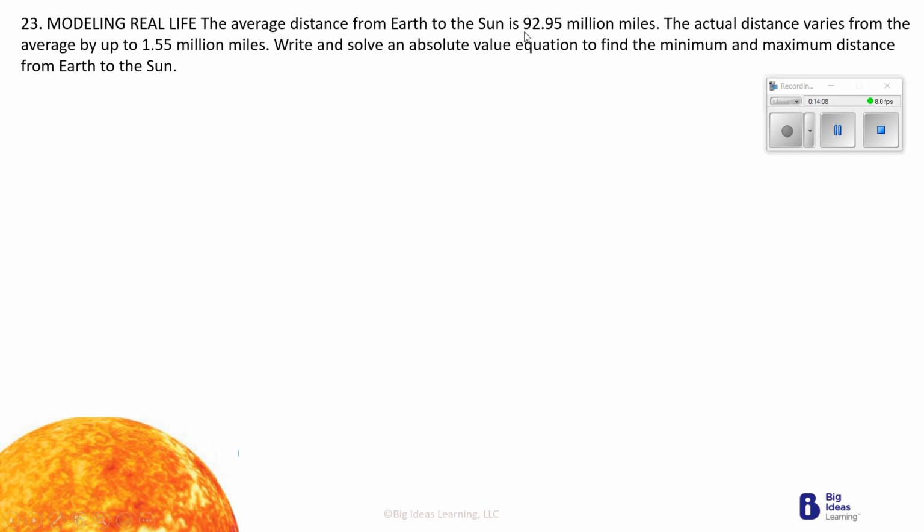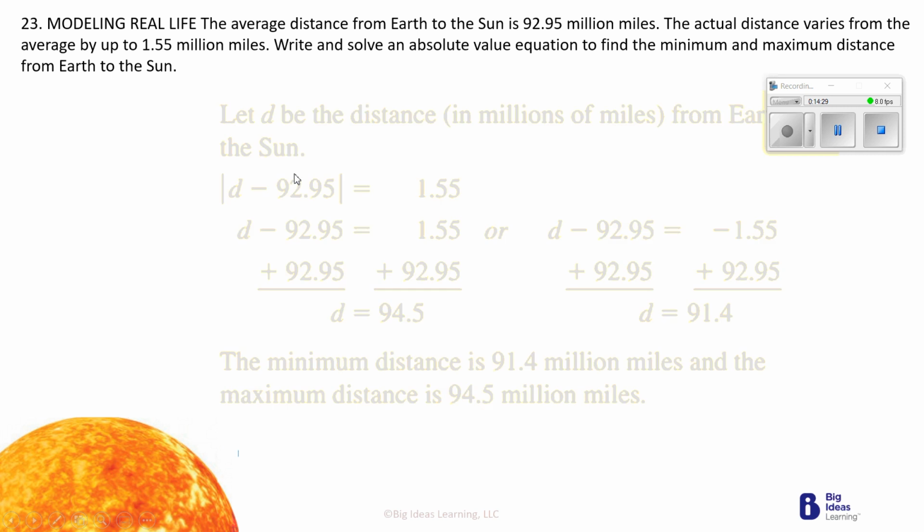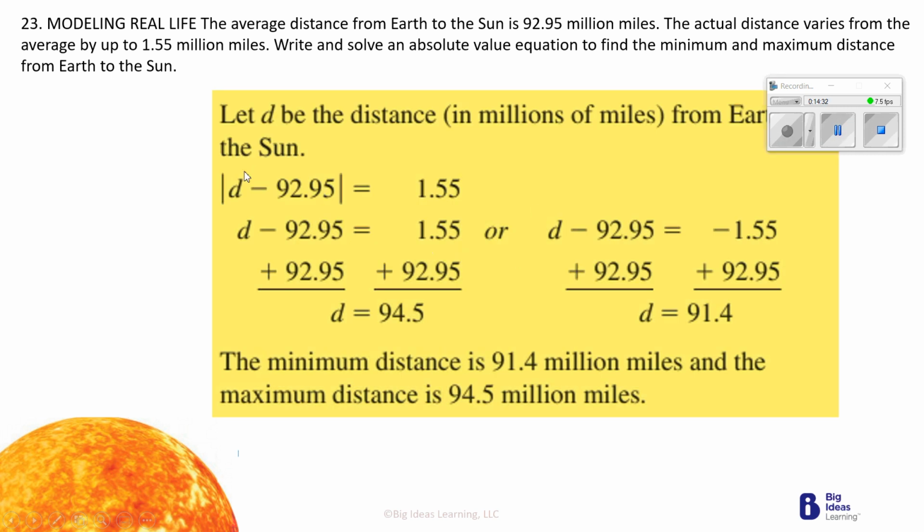So if they're talking about the distance is 92.95 million miles, and it says it's by an average of this, we know that it's going to equal a positive or negative, right? We're going to have to set up our equation where one is going to be plus 1.55, the other one will be minus, and here we go right here. So we had d, the distance, minus 92.95 million miles, and it's equal to 1.55.